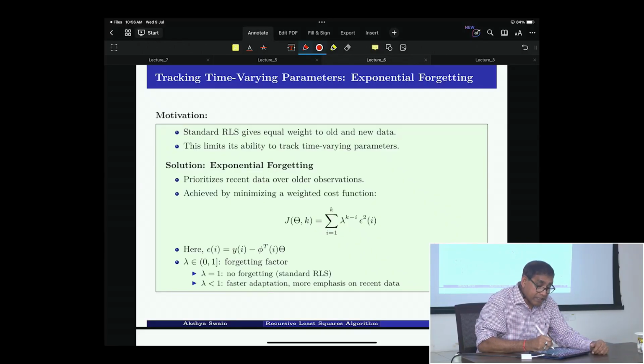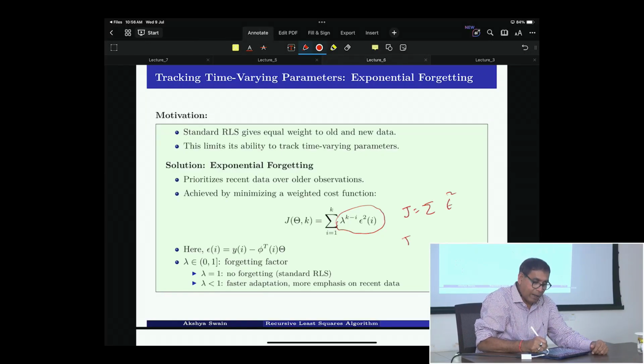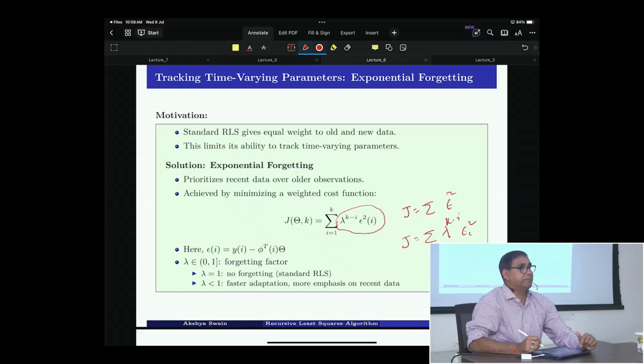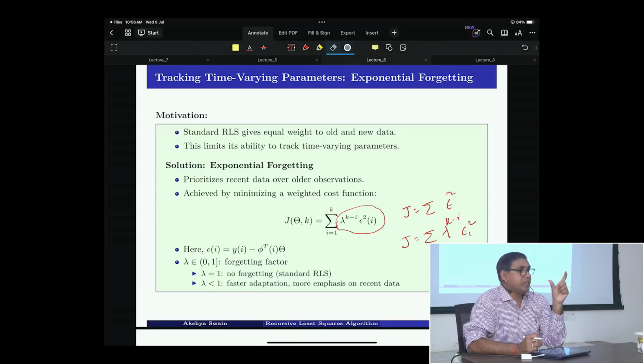No, that will be automatically taken care of. If you derive it, earlier we used sigma epsilon square. Now I am doing J is equal to sigma lambda to the power k minus i, epsilon i square. That's the only thing I am doing here. If you do the differentiation, that expression will come automatically. So instead of 1, if there is lambda, it means that you are giving more weightage to the recent data.